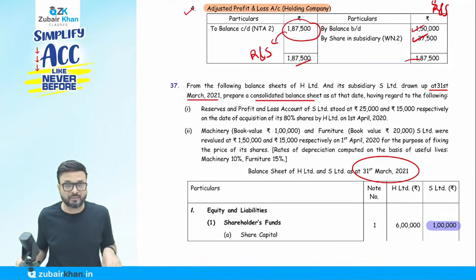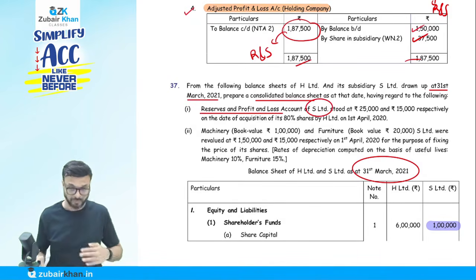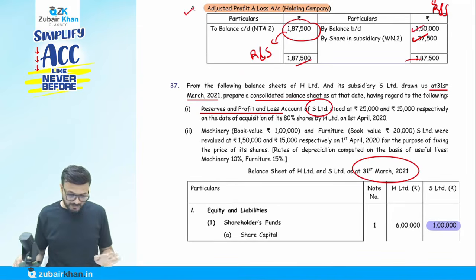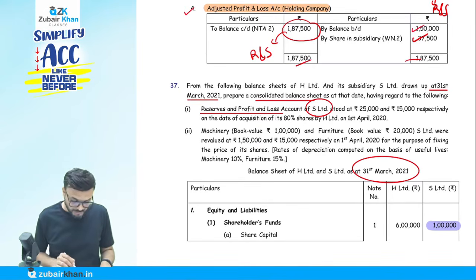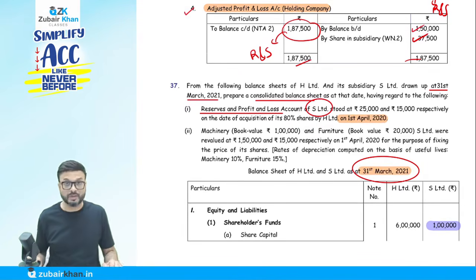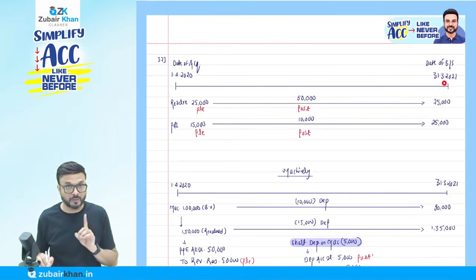But in the first para they mention the position of reserve and profit and loss account of S Limited, meaning the subsidiary company. This is the main point. Reserve and profit and loss account of S Limited stood at rupees 25,000 and 15,000 respectively on the date of acquisition of its 80% share by the holding company on 1st of April 2020. So what is the date of acquisition of shares? 1st of April 2020. What is the date of balance sheet? 31st of March 2021.